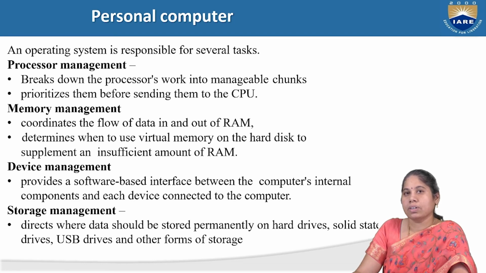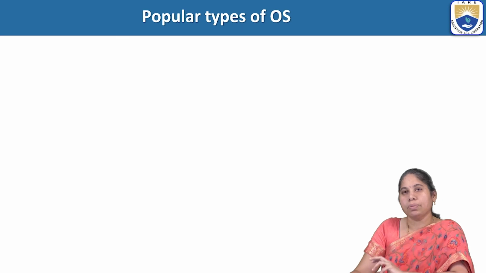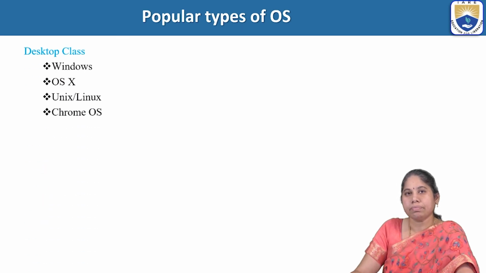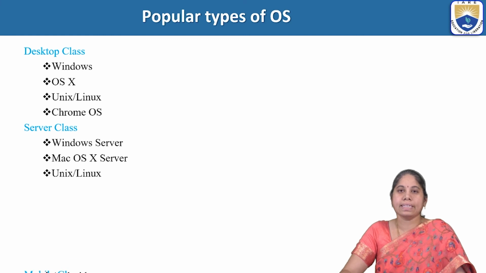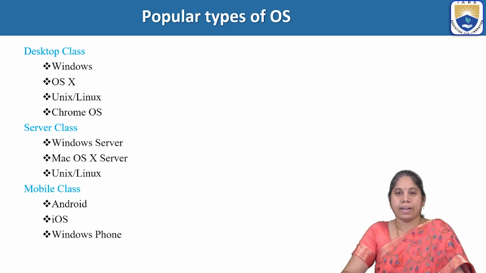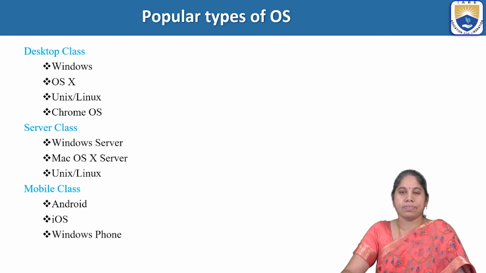Now coming to the next one, the personal computer or desktop operating system. Here the operating system is responsible for several tasks, which are broadly categorized into process management, memory management, device management, and storage management. Now the popular types of OS: desktop class Windows OS, Unix, Chrome OS; server class Windows Server, Mac OS, Unix or Linux; and mobile class Android, iOS, Windows Phone. These are the different types of OS we have observed.